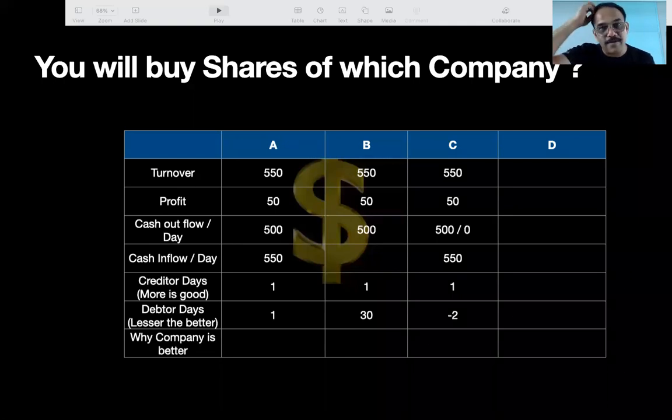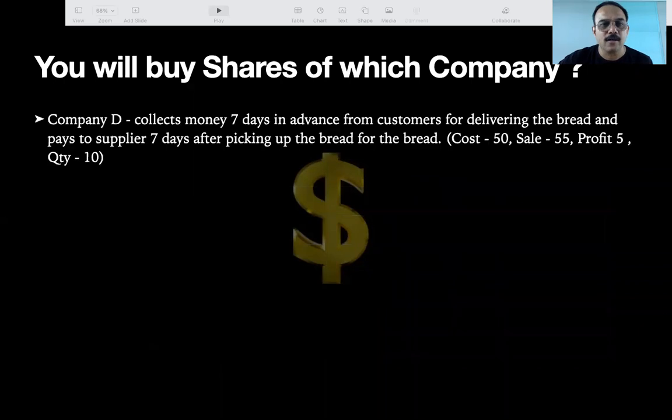So when you are doing fundamental analysis, you have to look at these things also. Whose inventory turnover is good, whose creditor days are more, and debtor days are less and less. Inventory turnover should be higher, simple. Now company D collects money in advance.